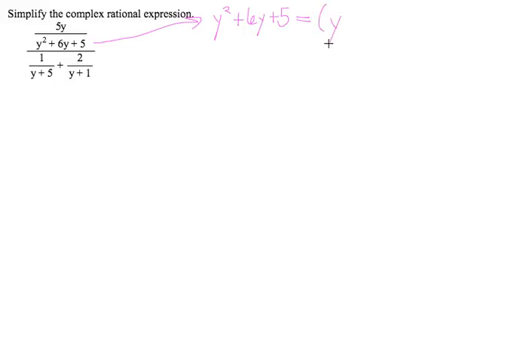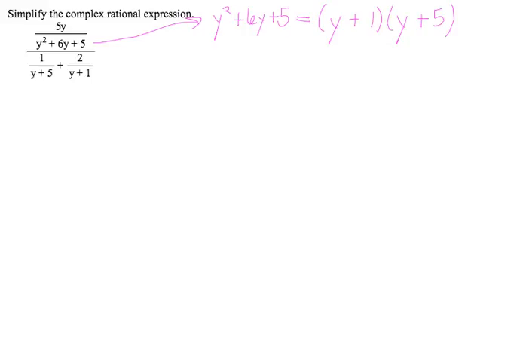So when we factor that quadratic, it looks like it's going to factor into y plus 1 and y plus 5. So actually, both of them are factors of this. So the lowest common denominator is just this right here, y plus 1 times y plus 5, or if you wanted to multiply it out, it would look like that.